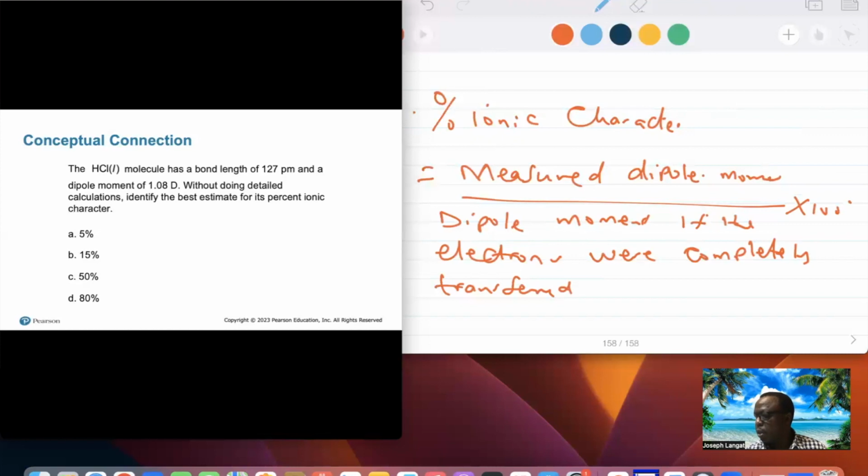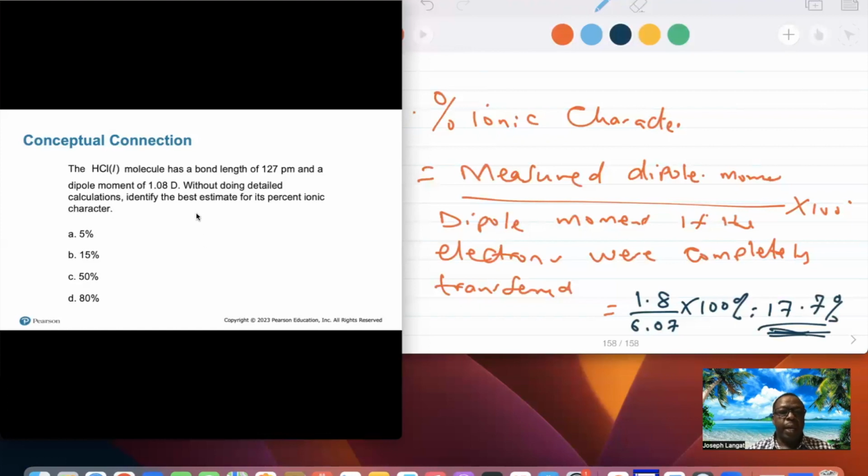So we plug in that. This is the same as 1.8 over 6.07 times 100%. This is 17.7%. Remember, the question here is an estimate without doing detailed calculation. Identify the best estimate for its percent ionic character.